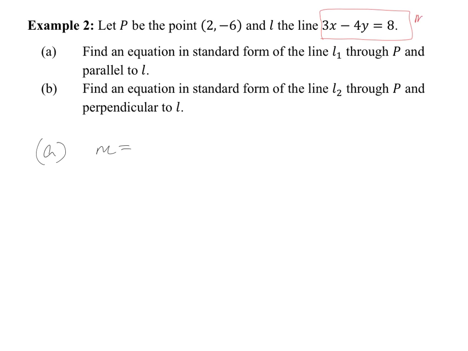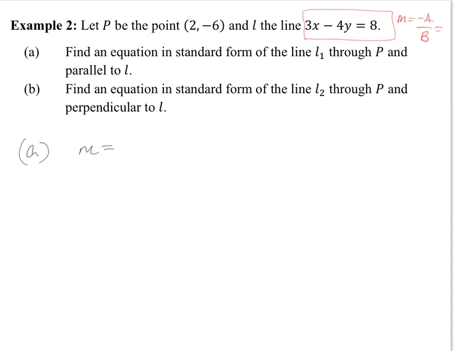So here, remember, slope is negative A over B, which in this case would give me negative 3 over negative 4, or simply 3/4. So I know that part A is going to have a slope of 3/4 because part A's line is going to be parallel to the line we started with. The goal is to find a line parallel to the one we started with.